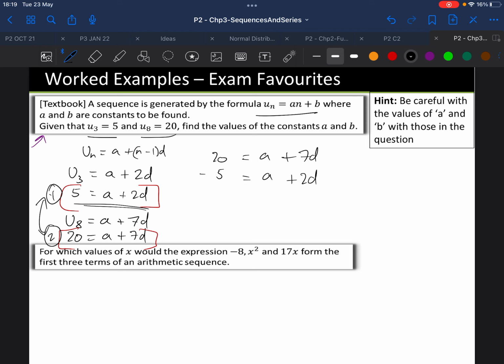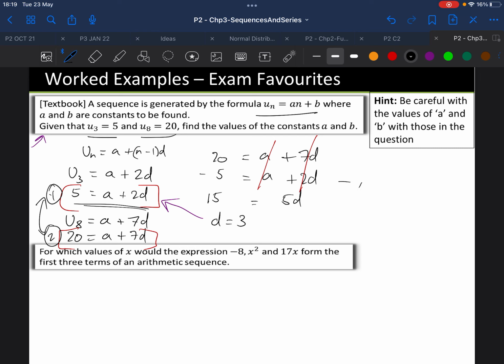So 20 minus 5 is 15. A minus a cancels out. 7d take away 2d is 5d. In other words, the difference is 3. And if you know the difference is 3, you can now substitute that back in to find out missing terms. I'll show you another way you could have done it then.